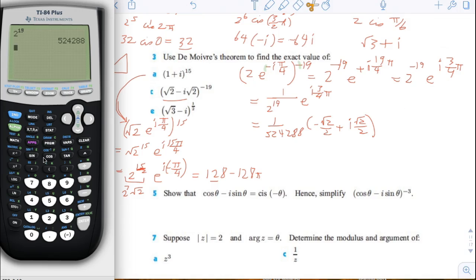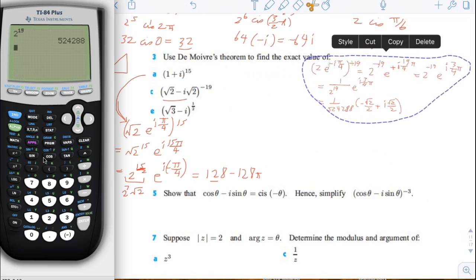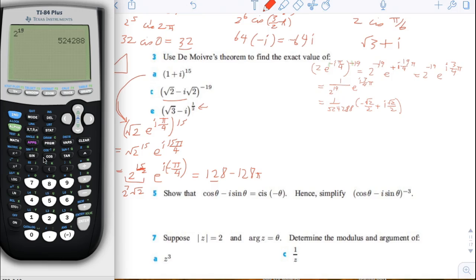So let's make this a little bit smaller, and then we'll move on to the last part. Let's do that one. So square root of 3 minus i to the 1/2 power. So square root of 3 minus i is a 30, 60, 90 triangle. Square root of 3 in that direction, minus i would be 1 in that direction. So that would mean this would be a hypotenuse of 2, and the 30 degrees is there.